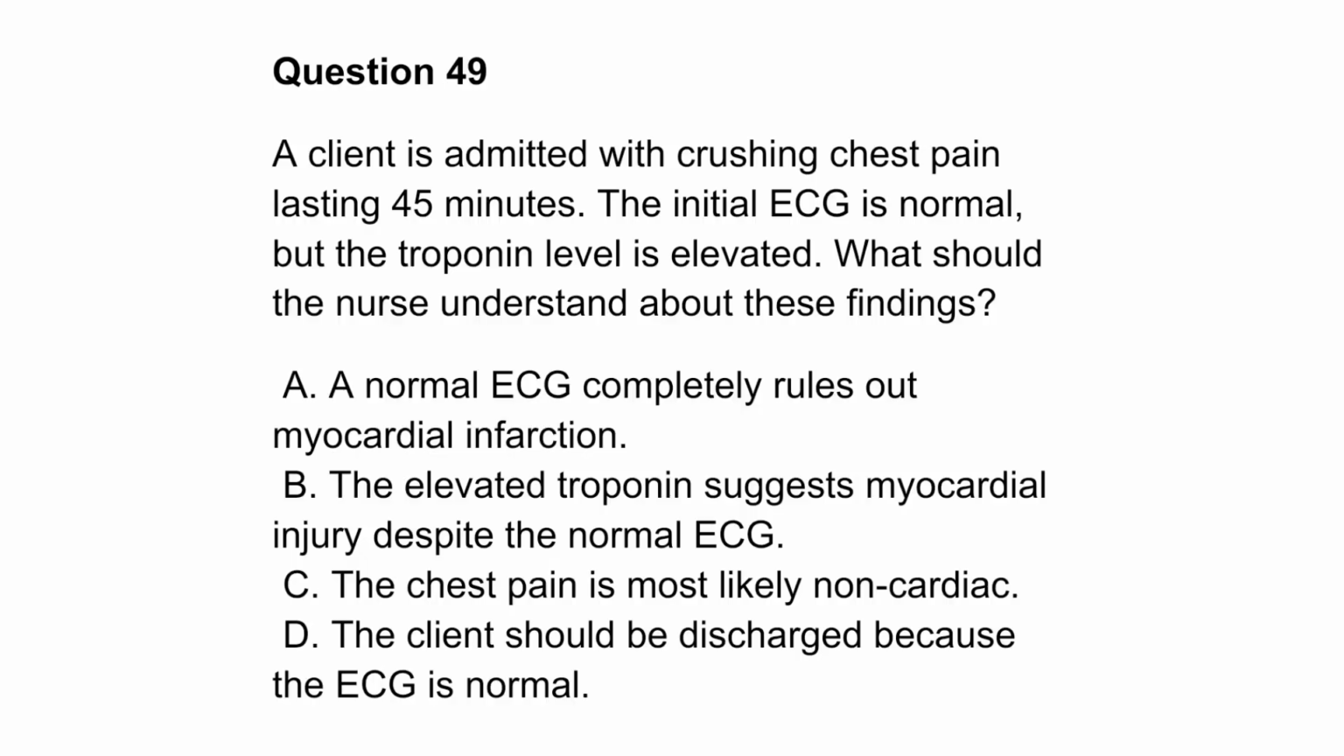The initial ECG is normal, but the troponin level is elevated. What should the nurse understand about these findings? A. A normal ECG completely rules out myocardial infarction. B. The elevated troponin suggests myocardial injury despite the normal ECG. C. The chest pain is most likely non-cardiac. D. The client should be discharged because the ECG is normal.